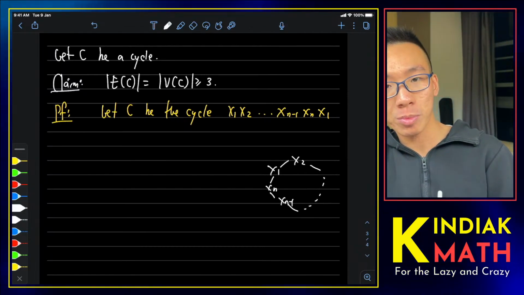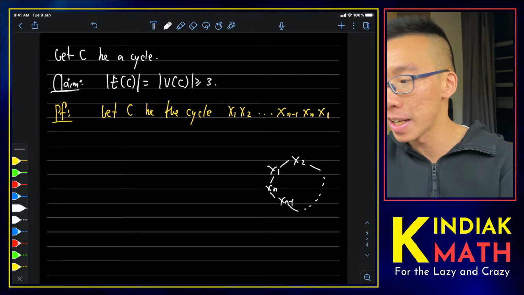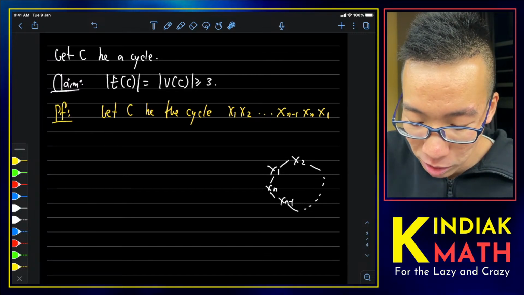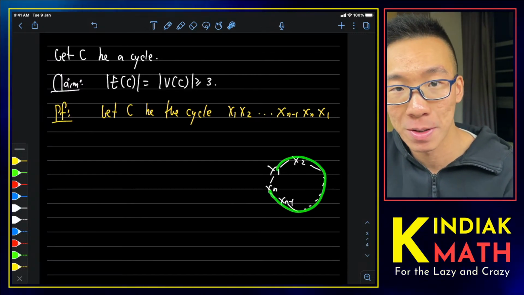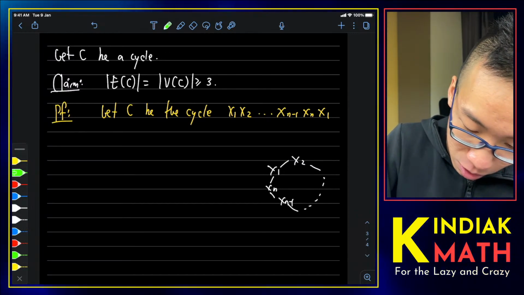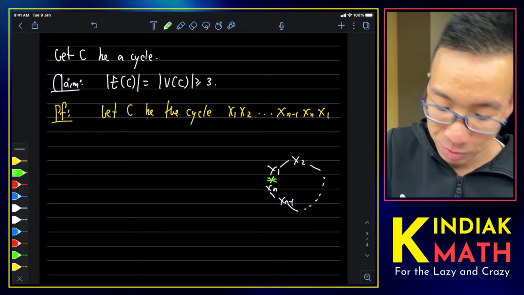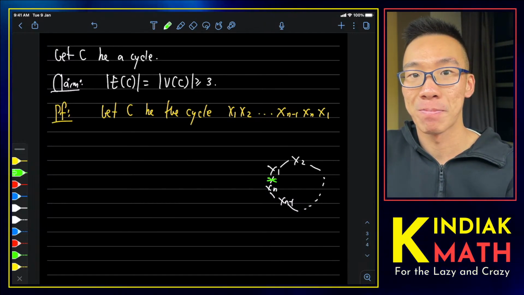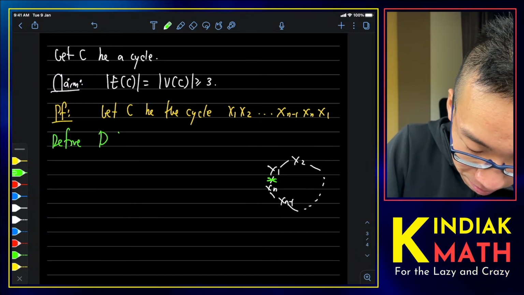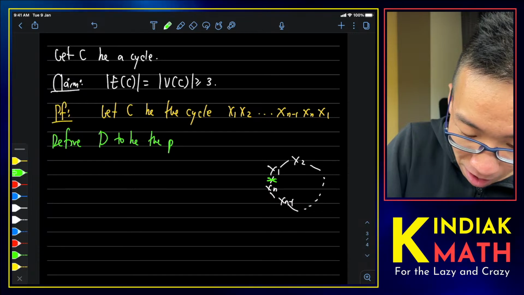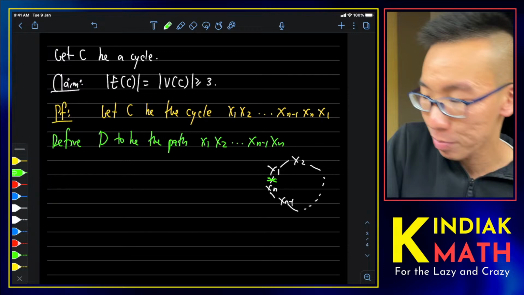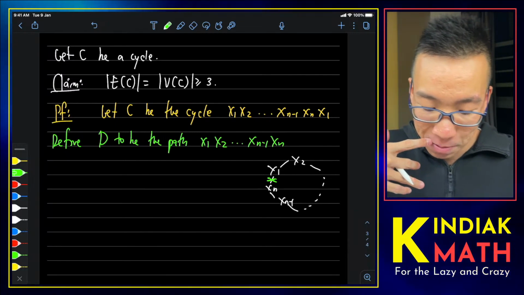Like this. Now, what I have in mind here is that because of the definition of a cycle, at least within the discrete math that we're doing, there are actually no overlaps here. You actually cannot overlap anything. So my idea is to chop off this edge here, and what remains is a path. Right? So define D to be the path x1, x2, up to x sub n minus 1, xn. So you chop off that very last edge.